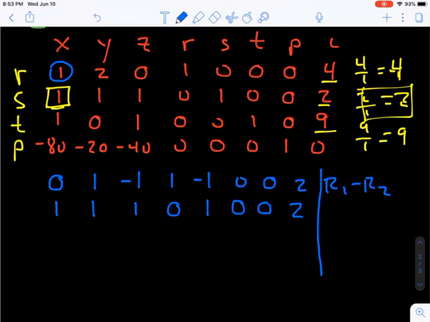And then the third row, pretty much do the same thing. We're going to do row 3 because we want to change this number now into a 0. So I'm going to do row 3 minus row 2. So again, 1 minus 1 is 0. 0 minus 1 is a minus 1. In the z column, 1 minus 1 is 0. In the r column, 0 minus 0 is 0. In the s column, 0 minus 1 is minus 1. In the t column, 1 minus 0 is 1. In the p column, 0 minus 0 is 0. And in the constant column, 9 minus 2 is 7.